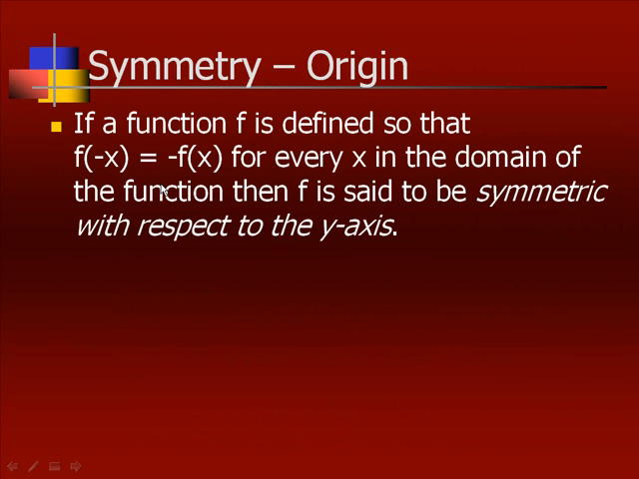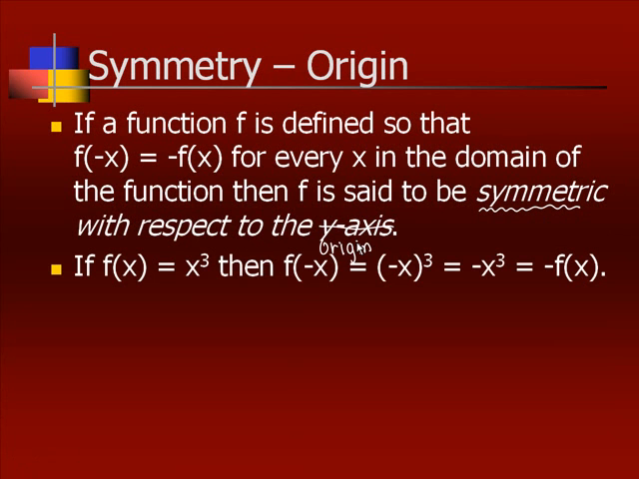Now let's talk about a different kind of symmetry. If a function f is defined so that f of negative x is equal to negative f of x for every x in the domain of the function, then f is said to be symmetric with respect to the origin. Okay, what that means is if you have a picture, the origin is through this line right here. If you fold it over, then you would get the same thing.